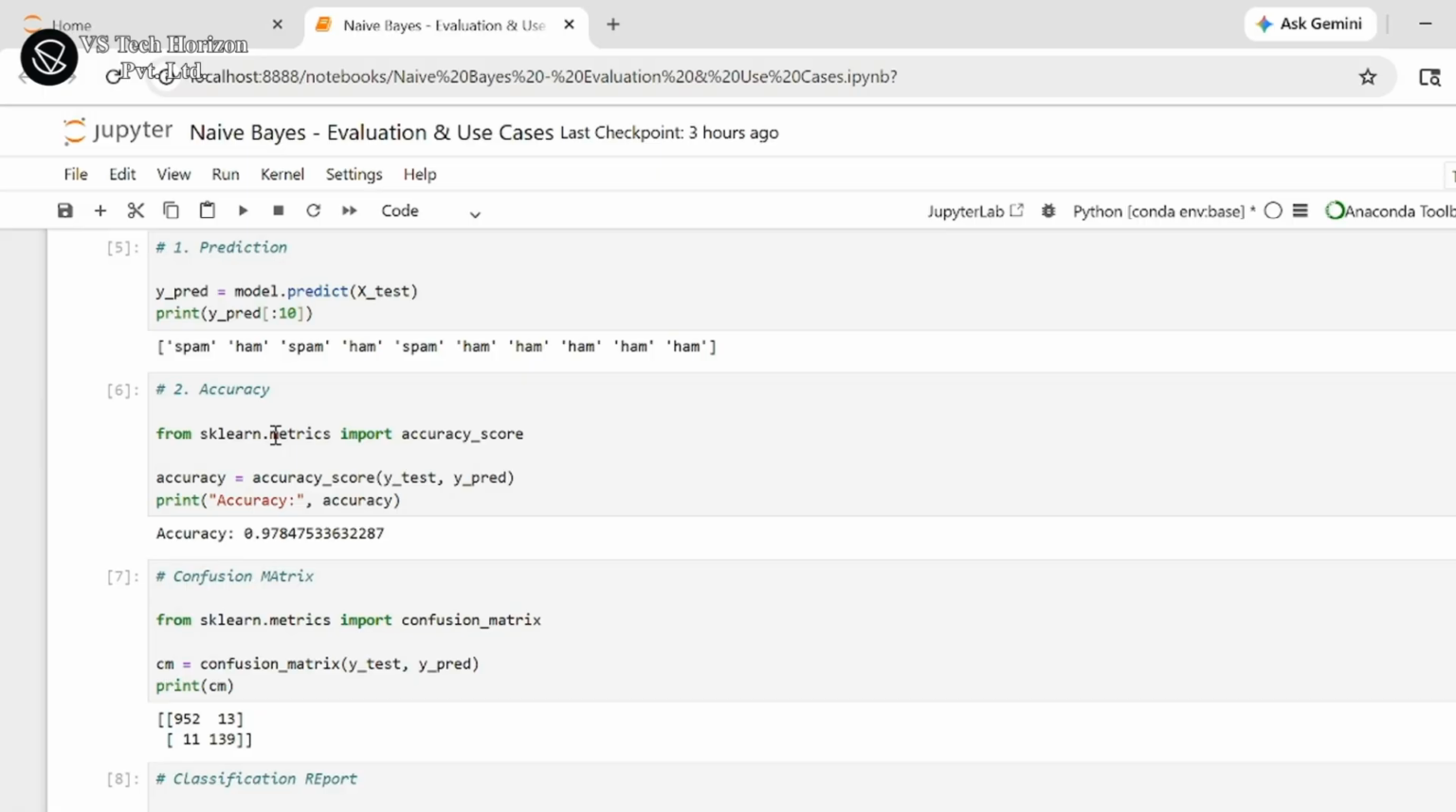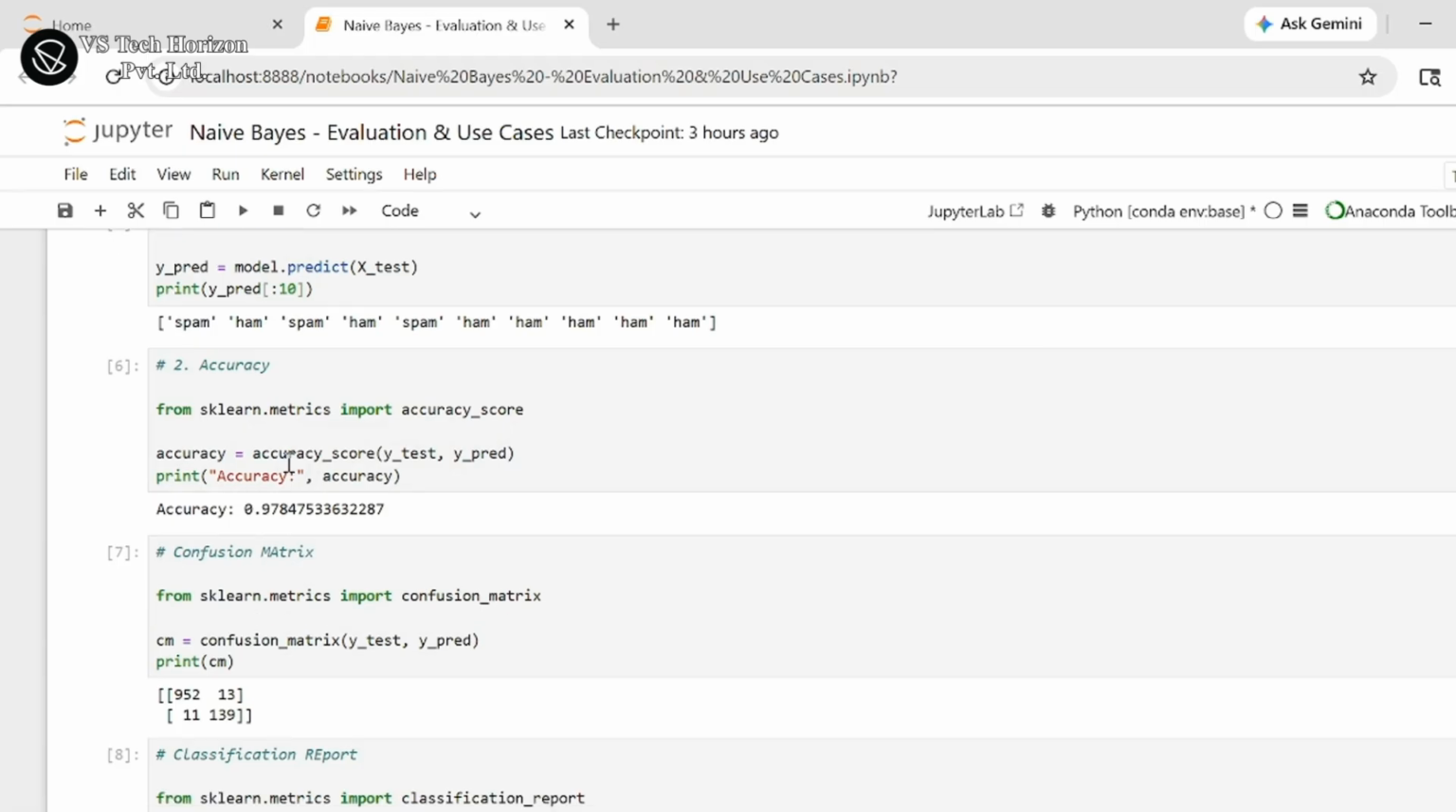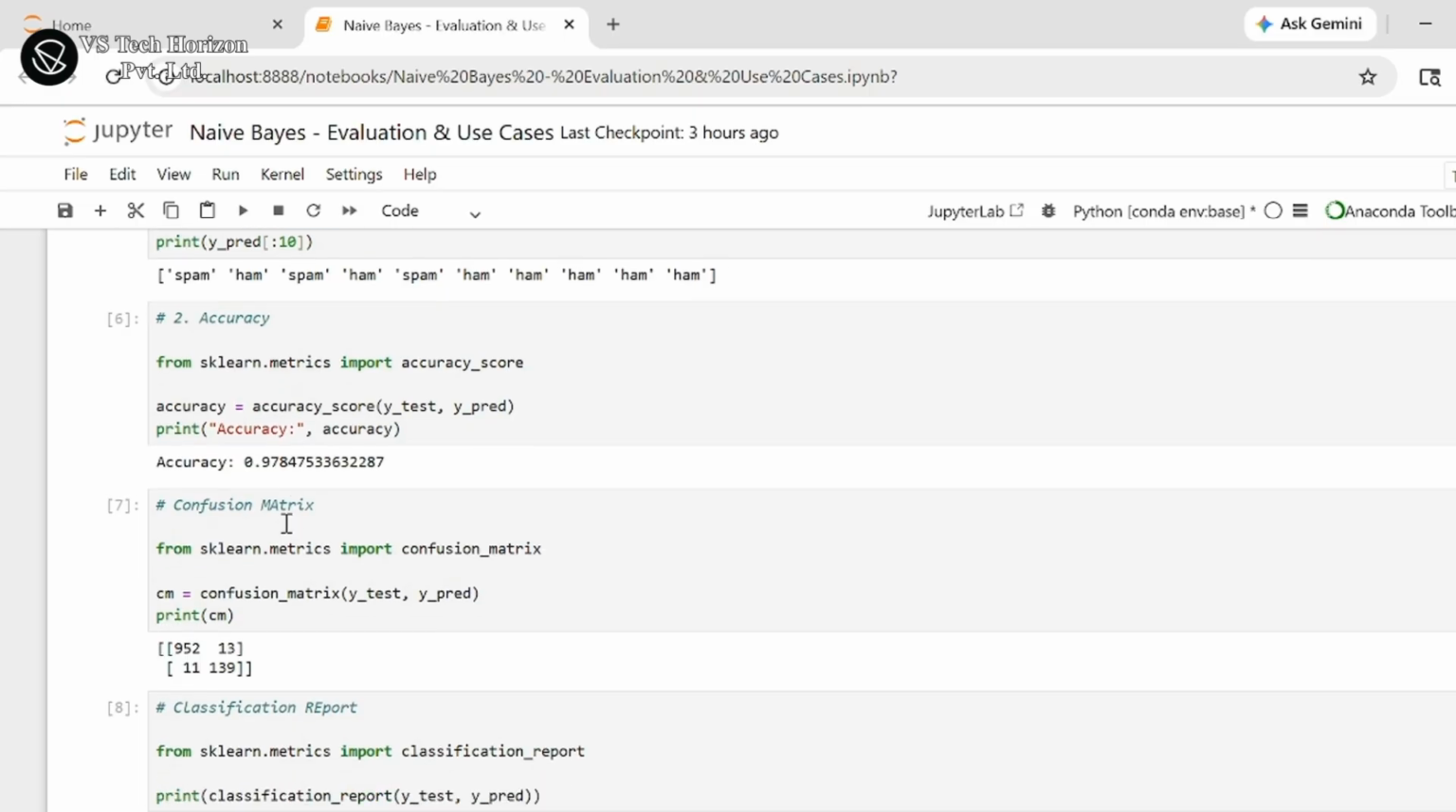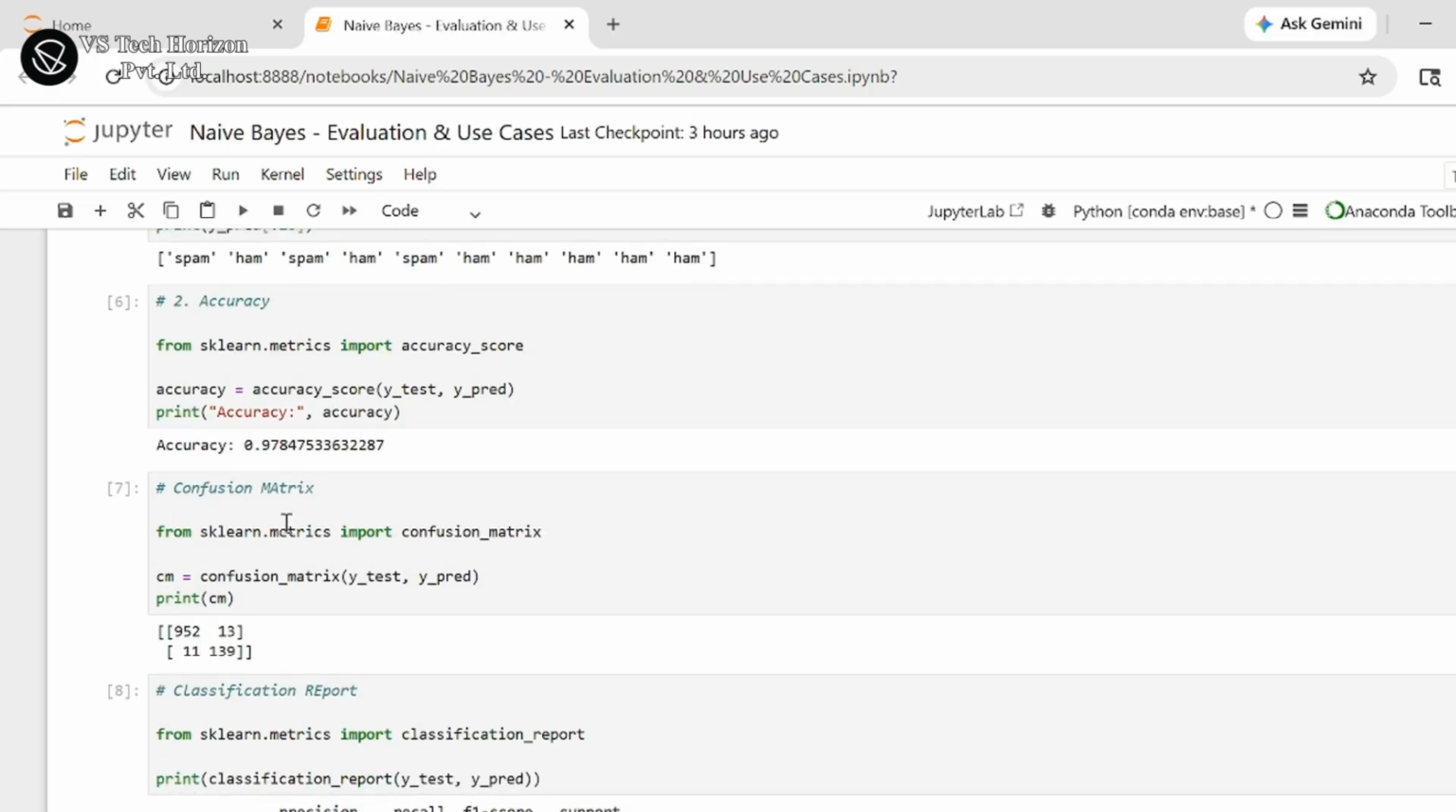Next comes the accuracy. Accuracy measures how many predictions are correctly made out of the total predictions, and following is the code used for it. And we have been provided with the accuracy 0.978, which means that the model is 97% accurate in classifying messages.